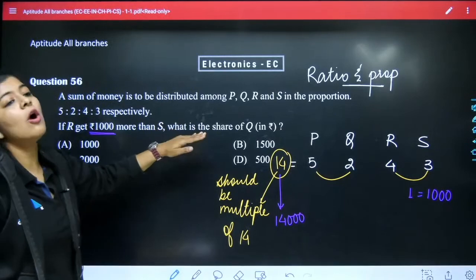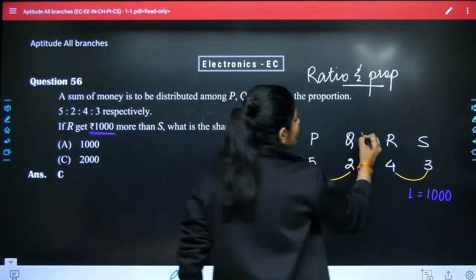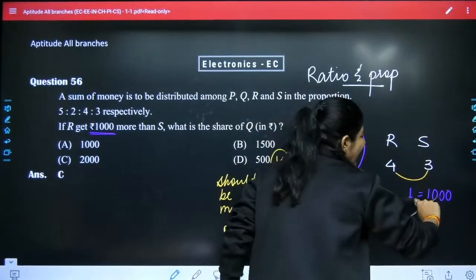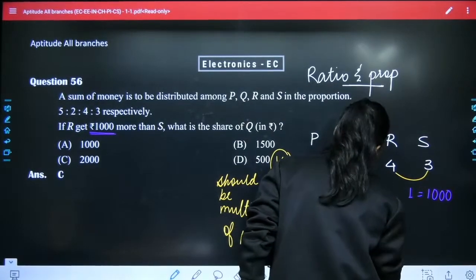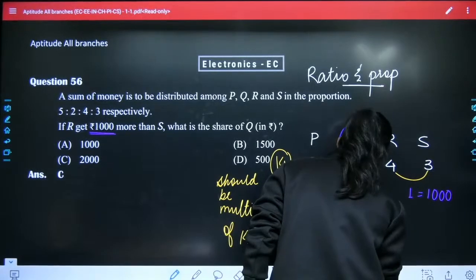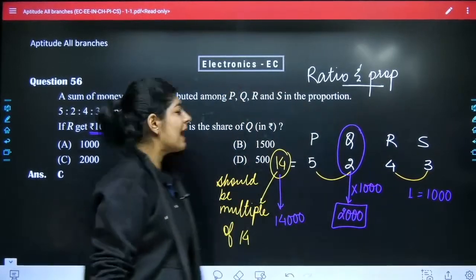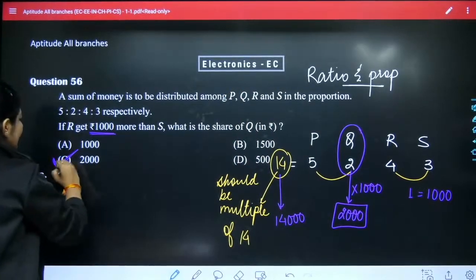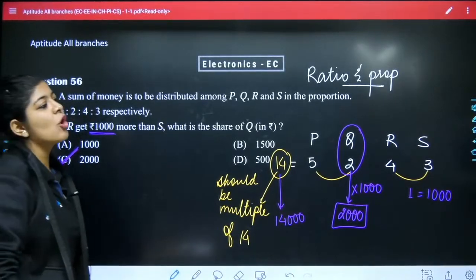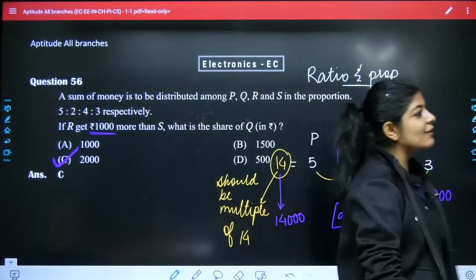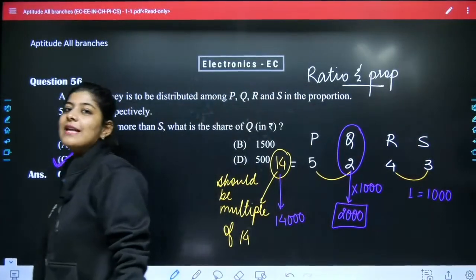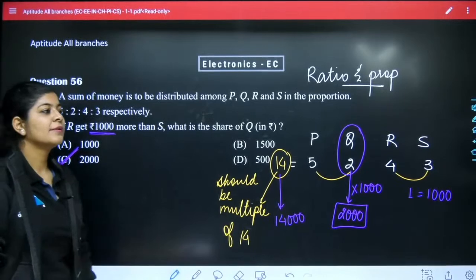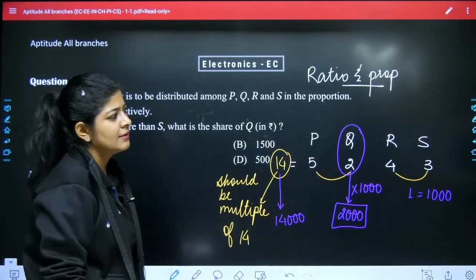Now what was asked? What is the share of Q? We have to find the share of Q. If 1 equals 1000, then 2 equals 2000, so the correct answer is option C. This is a very easy question which was asked in EC, that is the Electronics and Communication branch. Is it clear?